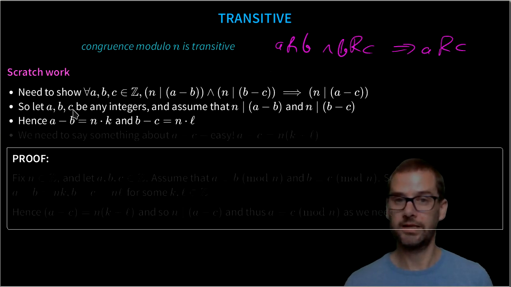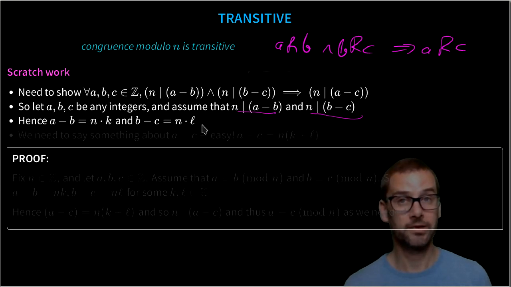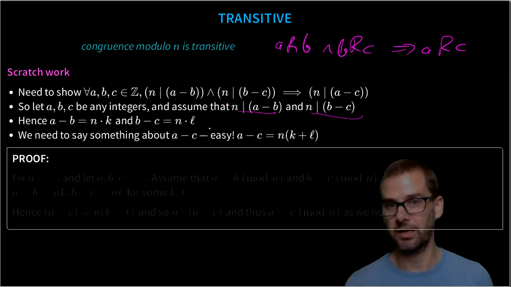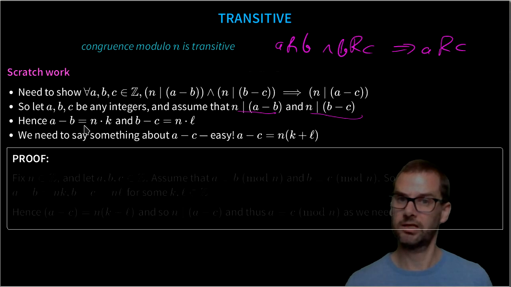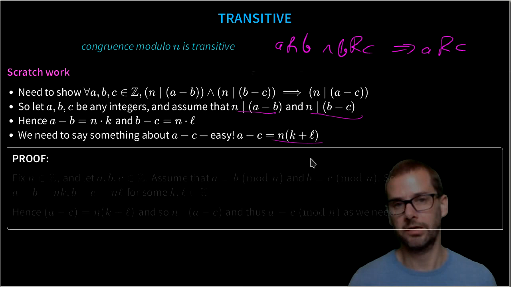Let A and B and C be any integers. We assume this hypothesis is true, so n divides A minus B and n divides B minus C. Well, by definition, that means we know A minus B is n times something, and B minus C is n times something. We need to say something about A minus C. We can just add these two equations together. The B's will cancel, and we'll get A minus C is n times something else, which is k plus l. We just need to write it up nicely now.